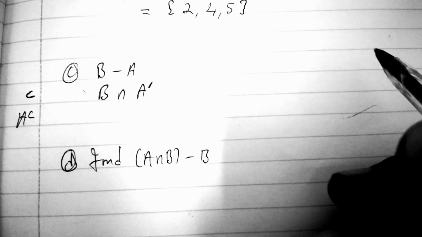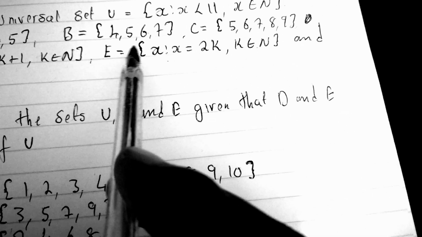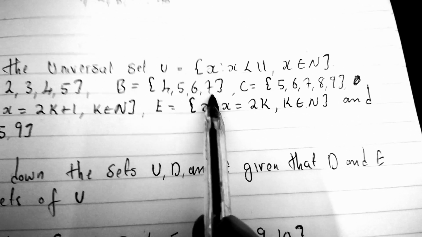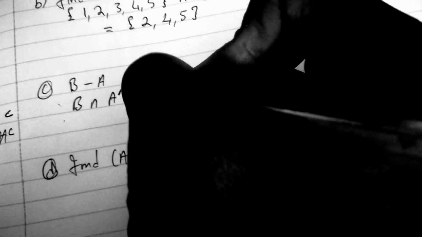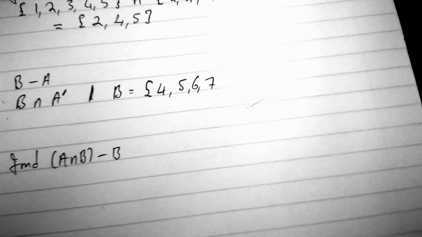So what is our set B? We've been given our set B here, 4, 5, 6, 7, right? So we can write the set down here. Say set B is equal to 4, 5, 6, and 7, then I close with the braces here. Then intersection, then I also list my A complement.